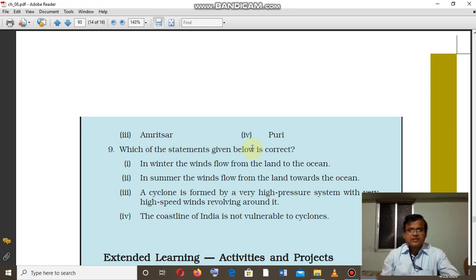Question number 9. Which of the following statements given below is correct? In winter, the winds blow from land to ocean. In summer, the winds blow from land towards the ocean. A cyclone is formed by a very high pressure system with very high speed winds revolving around it. The coastline of India is vulnerable to cyclone. The first one is correct. In winter, the winds flow from land to the ocean.